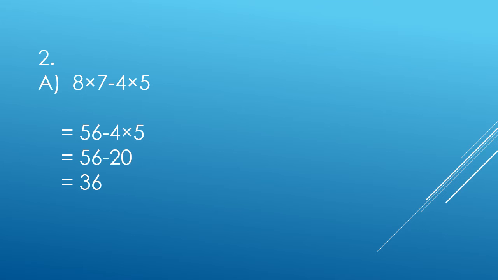Now next we solve 4 into 5, or you can say 4 multiply 5, or you can say 4 times 5. 56 minus 4 multiply 5 is 20. Now we have to subtract. There is no addition, so we'll straight away go for the subtraction. 56 minus 20, which is equals to 36. So 36 is our answer for this numeric expression.